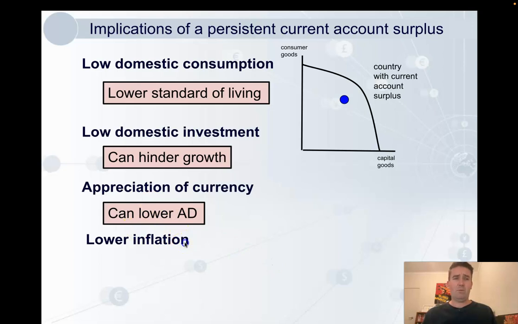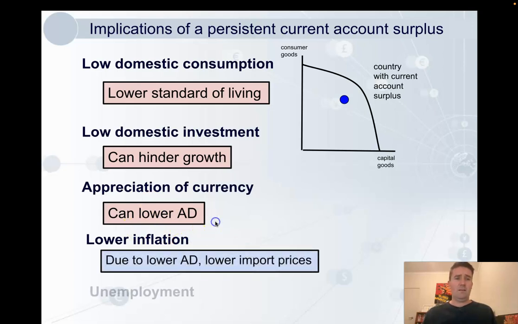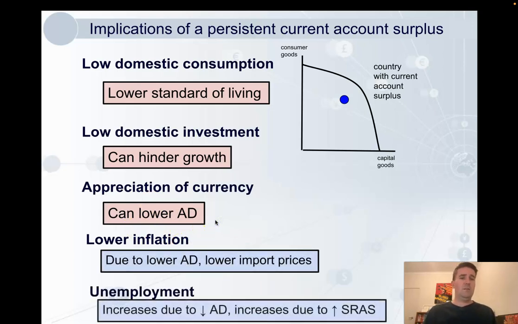The effects on unemployment are a bit mixed. So unemployment will increase due to decreasing AD, but it will decrease. That should say decrease, make that note. Unemployment decreases due to an increase in SRAS.